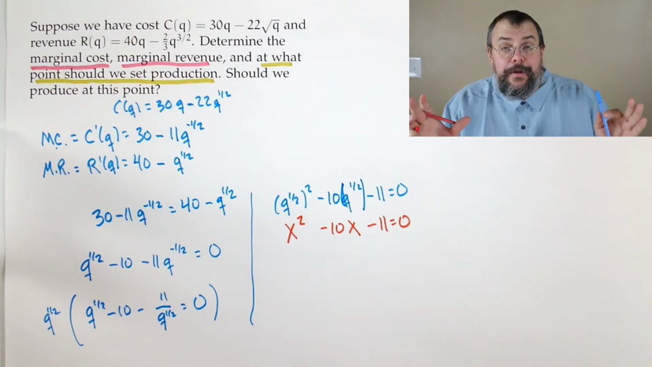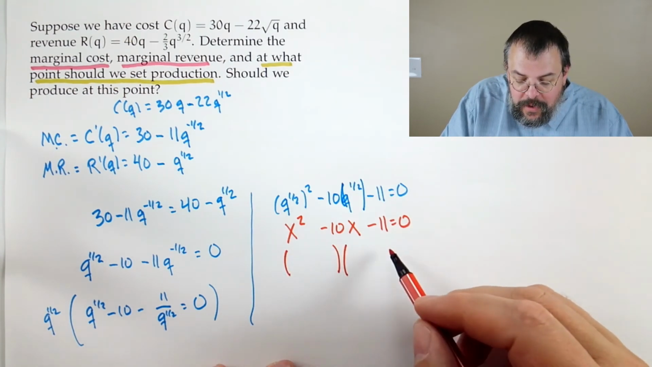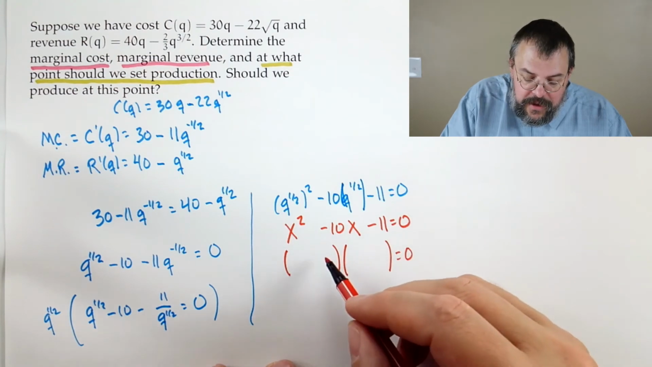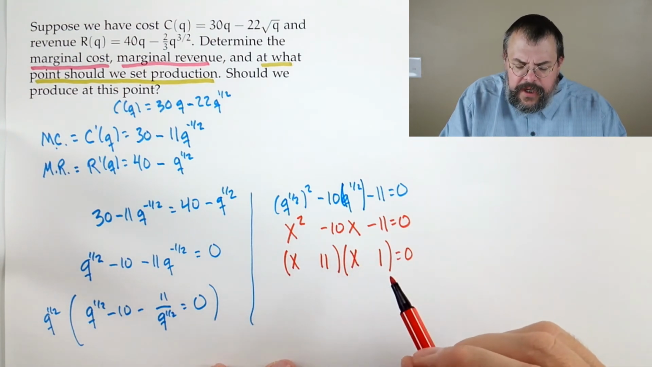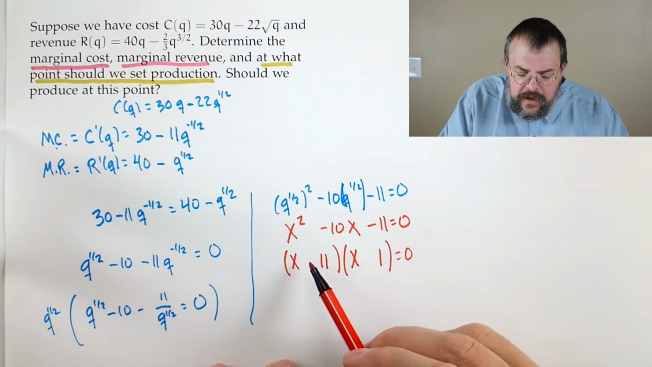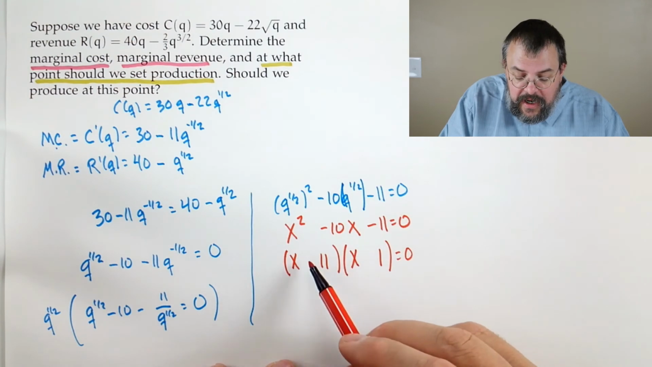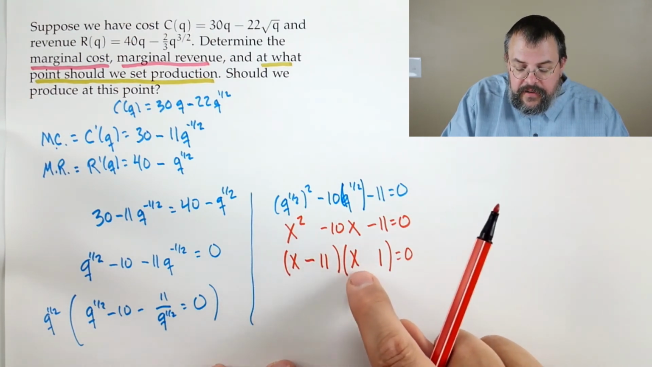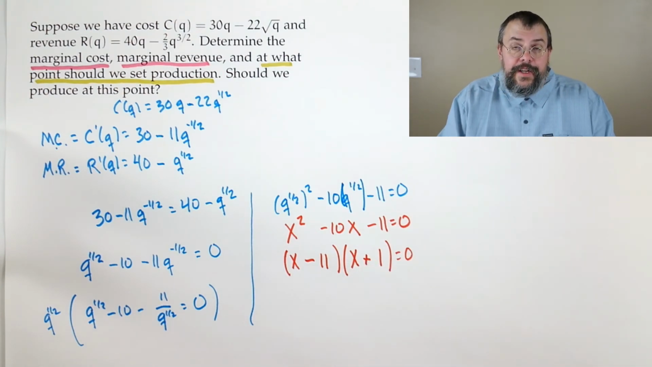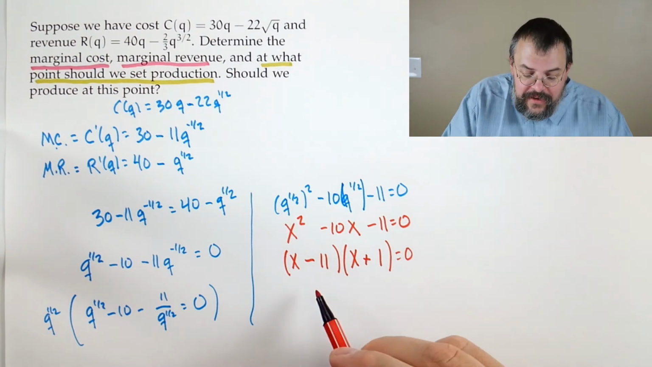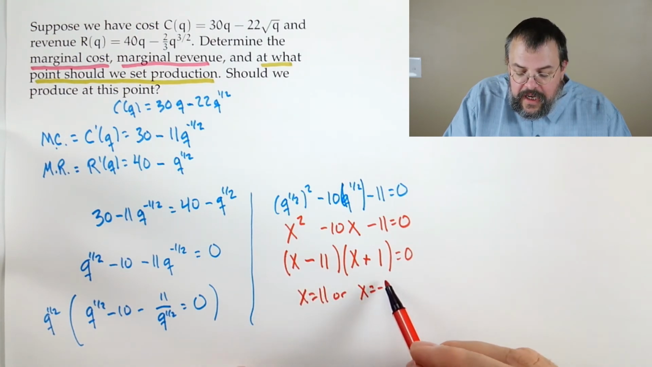Well, no surprise, it actually does. Can you see how that factors? We need two things that multiply to get 11. There's only one way to do that, 11 and 1. There's x and x. We need to end up with a minus, so one of these is a plus and one is a minus. We also have to end up with minus 10x when we put them together, so I better make the minus attached to the 11. So there's minus 11x, and then there's a plus 1 positive x. That way, if I put those together, I'll end up with minus 10x. So we have two possibilities: either x equals 11 or x equals negative 1.